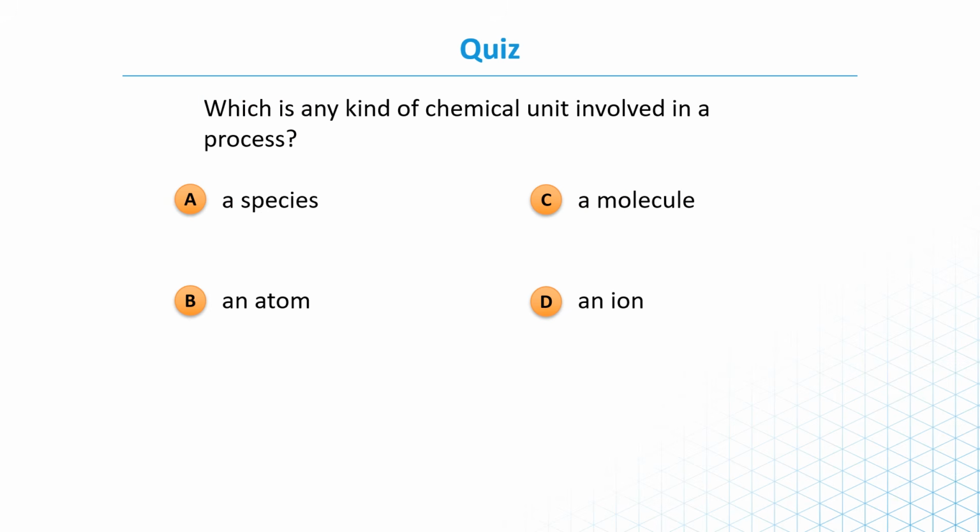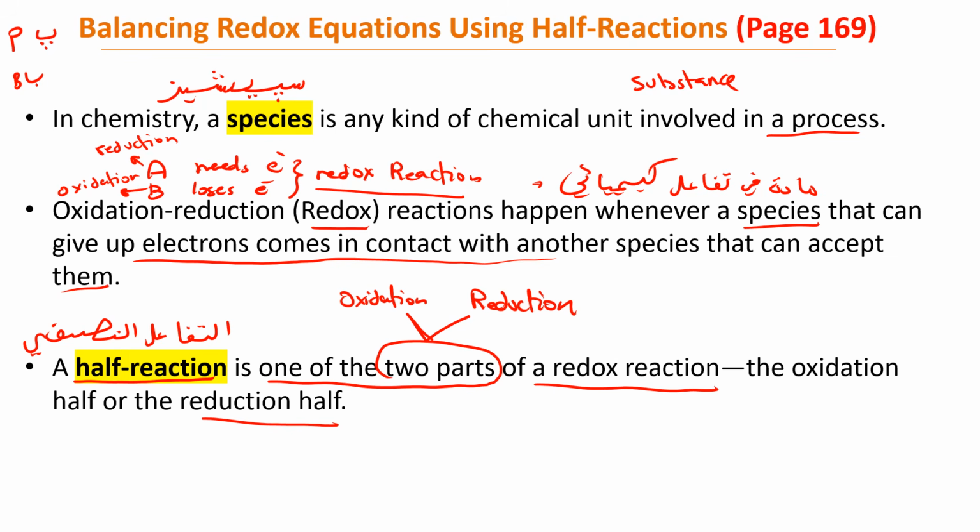Okay. Now, of course, if you read this question, which is any kind of a chemical unit involved in a process, you know the answer is going to be a species, right? Because we just saw it in the previous slide here.